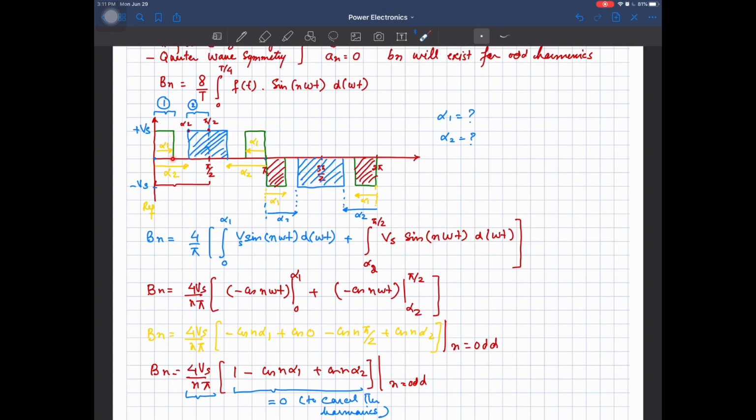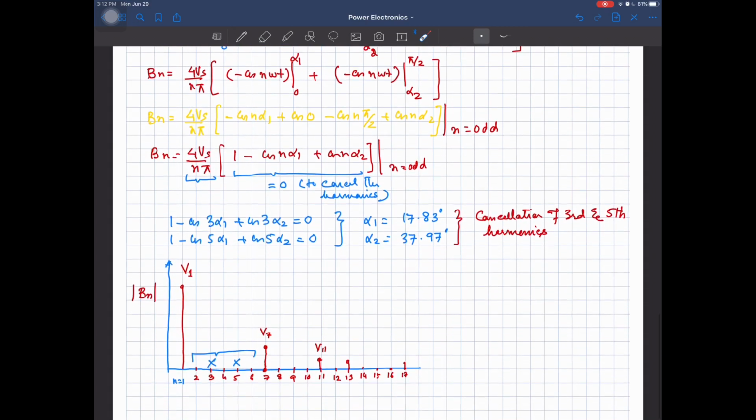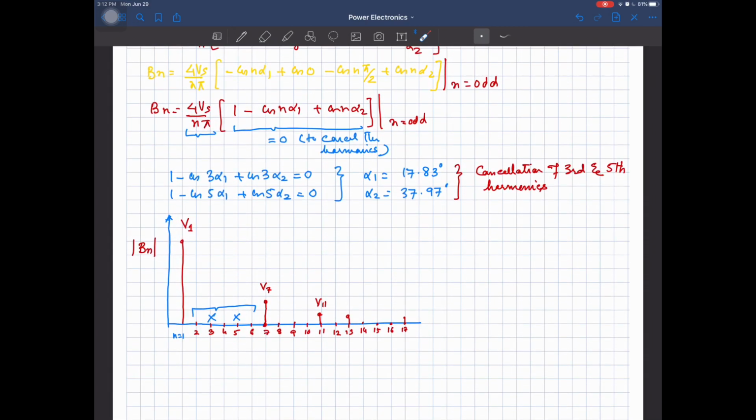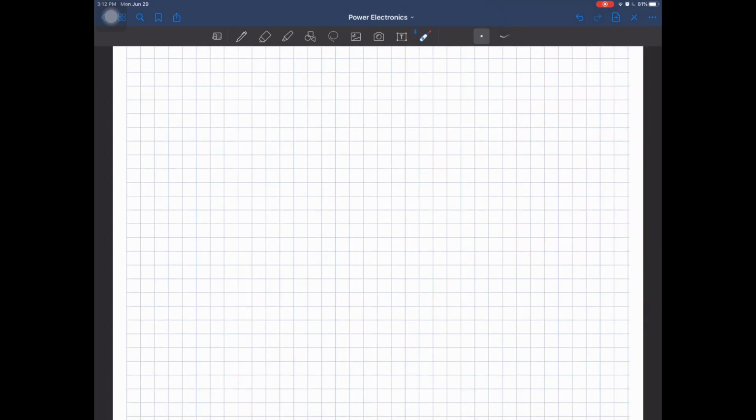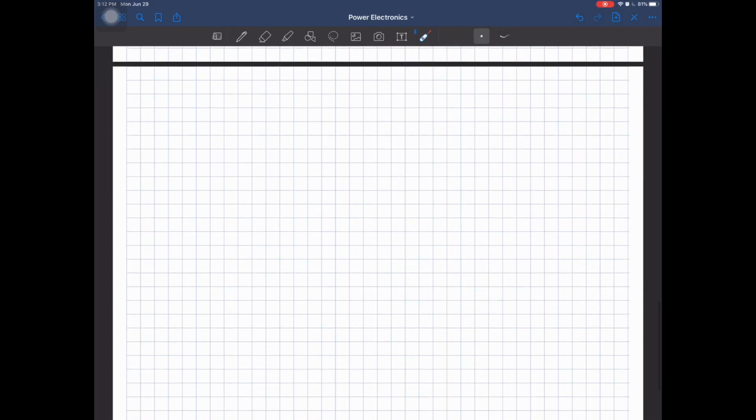As there are two notches per quarter cycle, two sets of harmonics will be cancelled out. So the number of notches defines how many sets of harmonics we can cancel out from the spectrum of the inverter output voltage. Now if we quickly take the case of 4 notches per quarter cycle, how will our waveform look like?